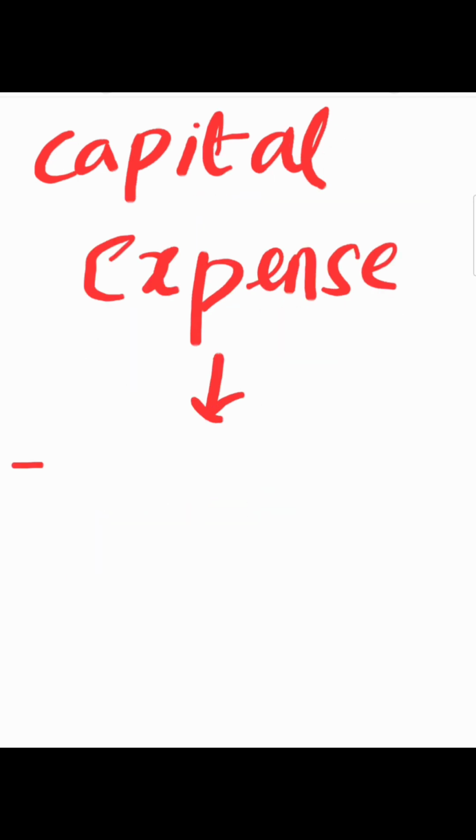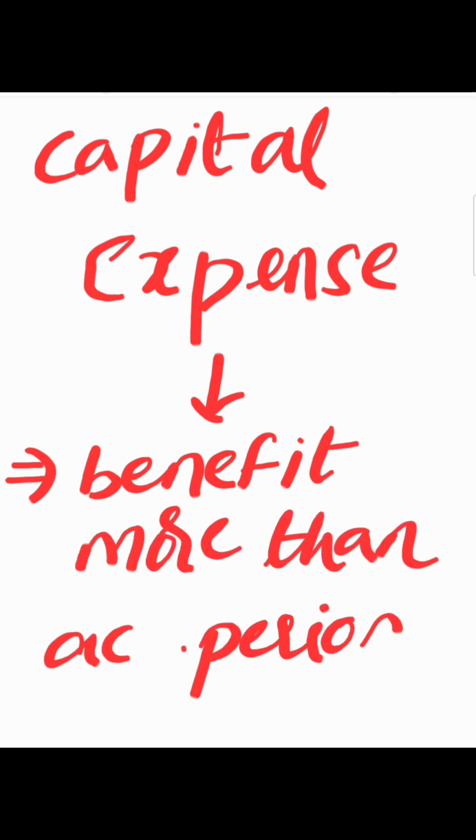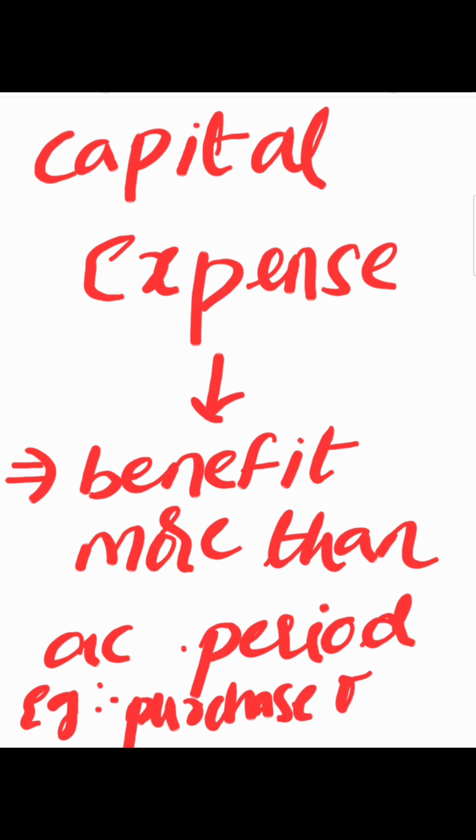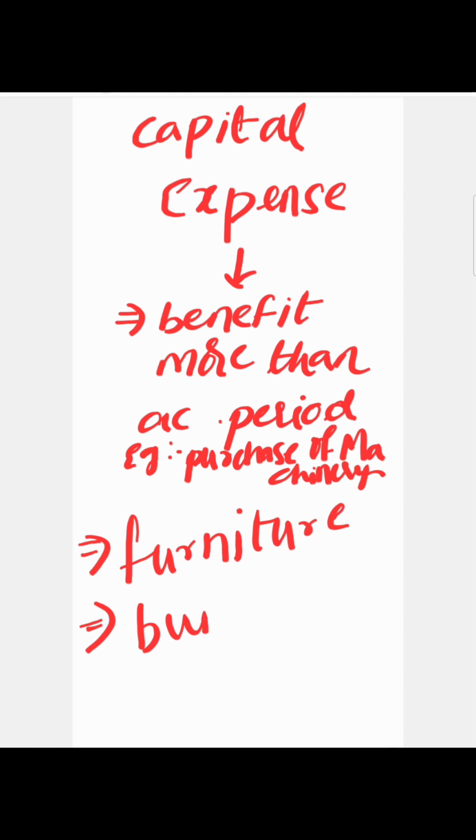What is capital expenditure? If you make this expenditure, it will give you benefit for more than one accounting period. Examples of capital expenditure are the purchase of machinery, the purchase of furniture, or a building purchased for office use. These give you benefit for more than one accounting period.